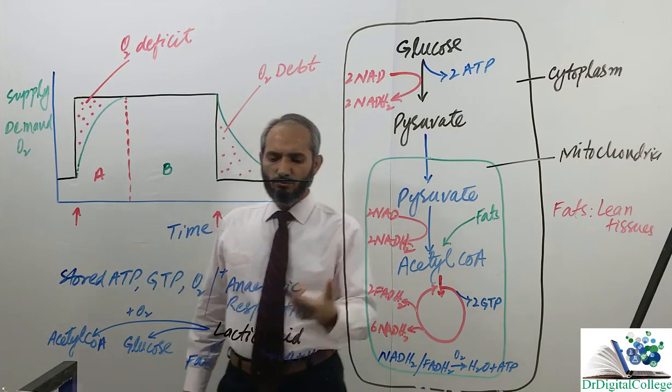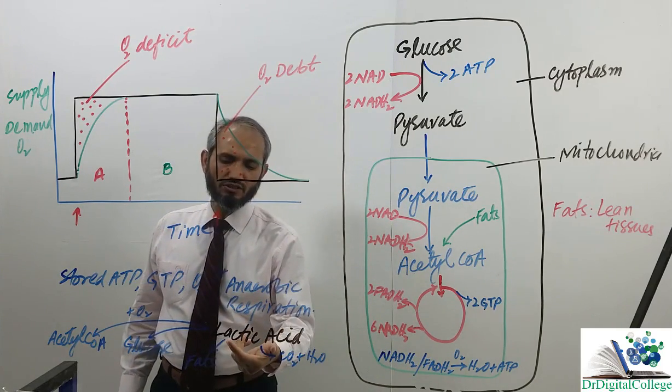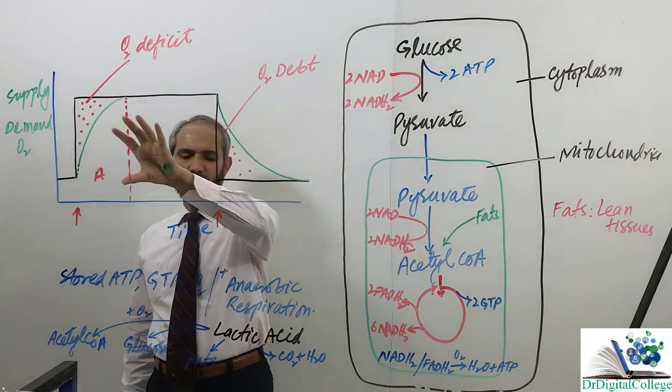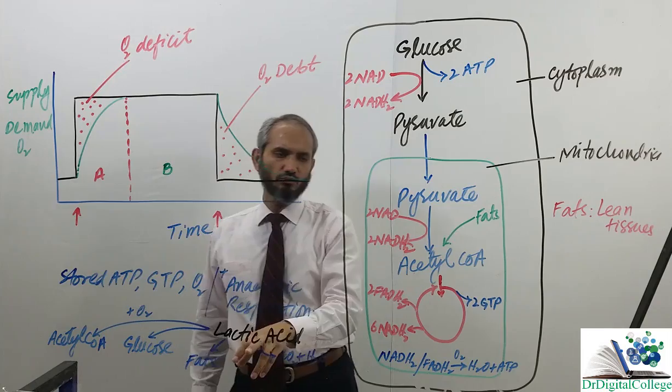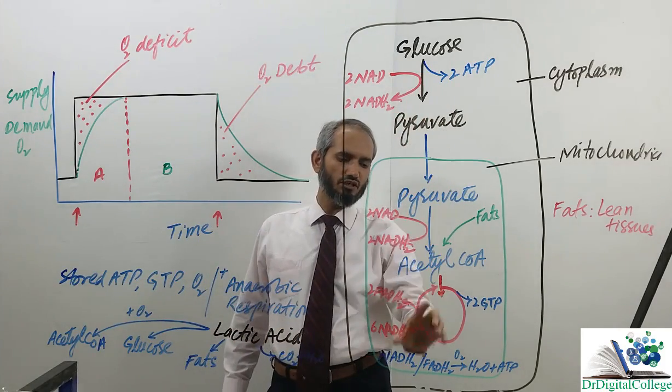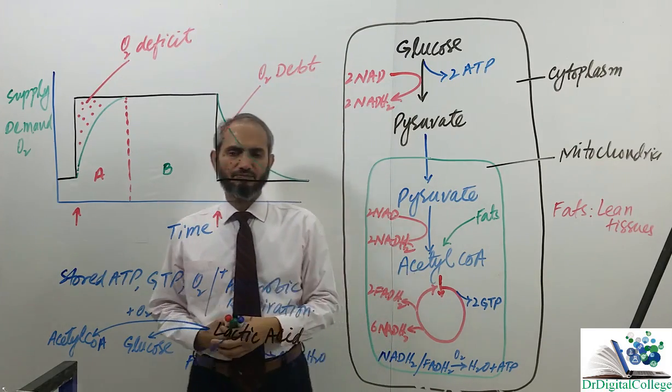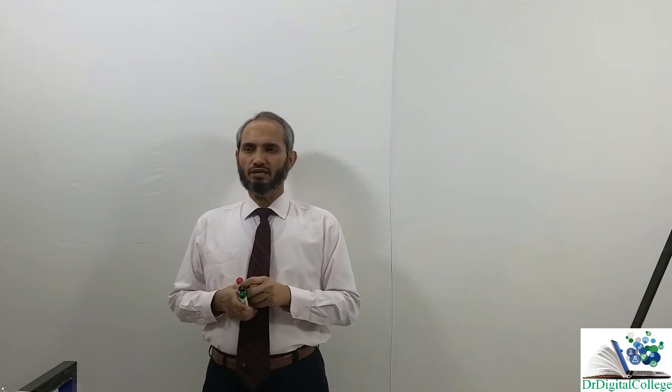Now let's see how anaerobic respiration is done to produce this lactic acid. During this stress condition, how is glucose changed into lactic acid rather than being changed into carbon dioxide and water? How is that done? Now let's see. When oxygen deficiency is there, along with aerobic respiration, there is anaerobic respiration. And how is that done?